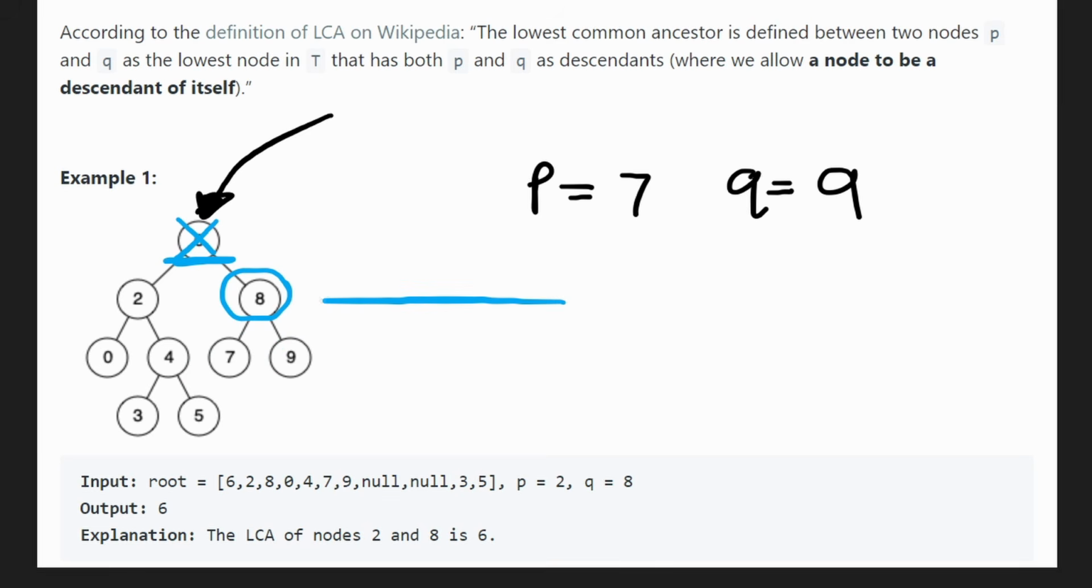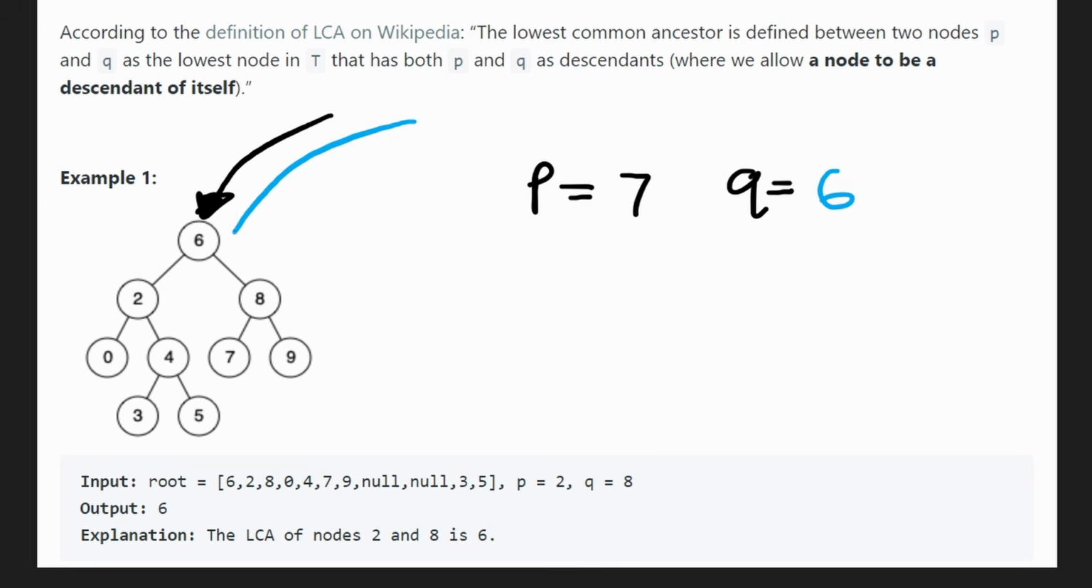So since this is where the split occurred, that means this is going to be the lowest common ancestor for this input. So we would return this node as the lowest common ancestor. So one last case is if we changed Q to be a 6.